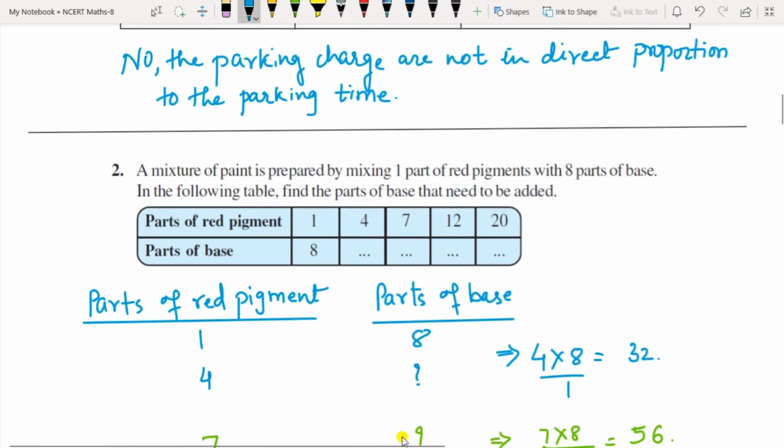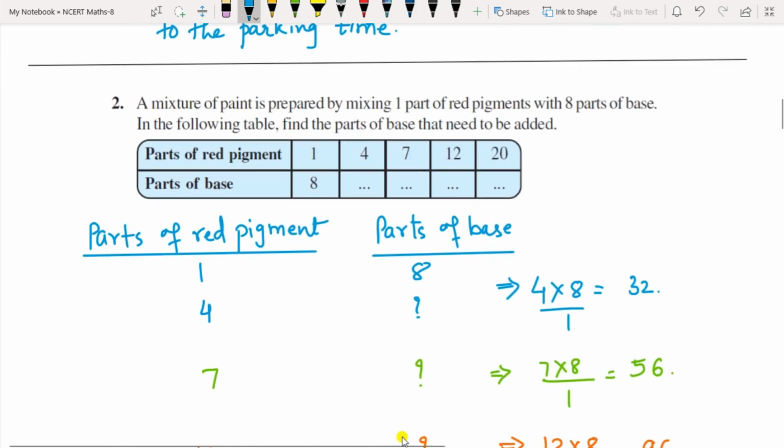Okay. The second question here is, a mixture of paint is prepared by mixing 1 part of red pigment with 8 parts of base. From the table you have to find the parts of the base here, the parts of the red pigment and parts of the base. You don't have to write a complete sentence. Just write the heading of the two main points given in the question. So here the 2 points are parts of red pigment and parts of the base.